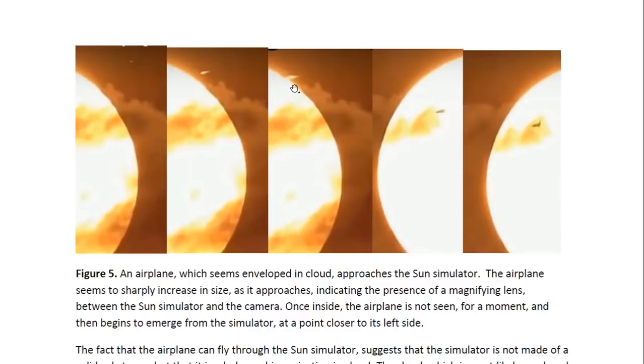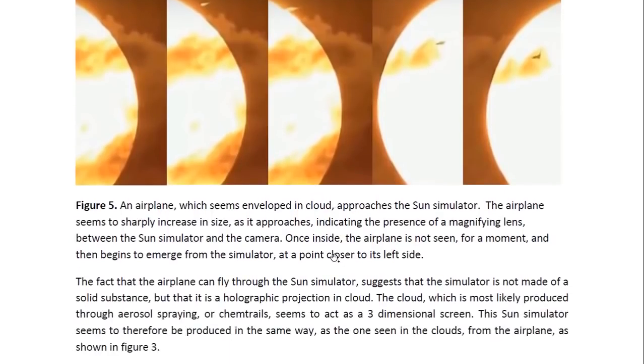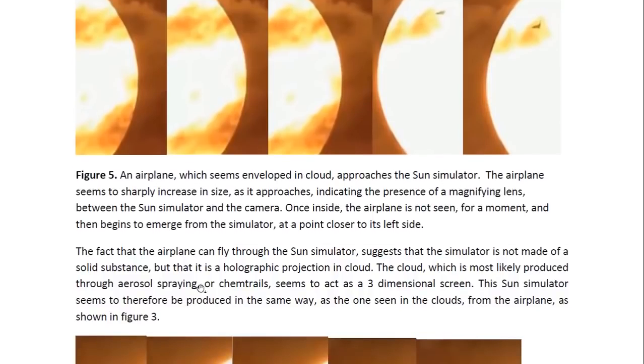Then it disappears from view for a while and then it emerges again at a point in the simulator closer to the left side. See, it starts emerging there. It seems quite large there. And of course, the fact that the airplane can fly through the sun simulator suggests that the simulator is not made of a solid substance, but that it is a holographic projection in cloud. The cloud, which is most likely produced through aerosol spraying or chemtrails, seems to act as a three-dimensional screen.